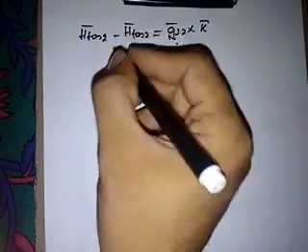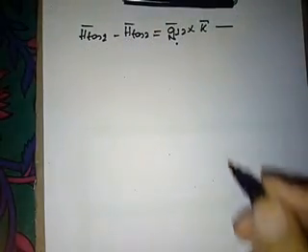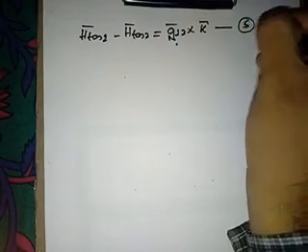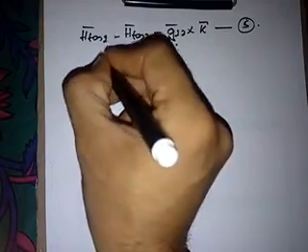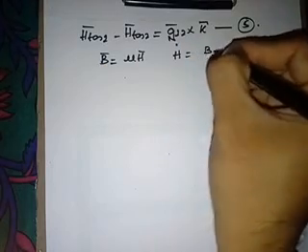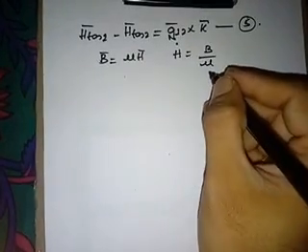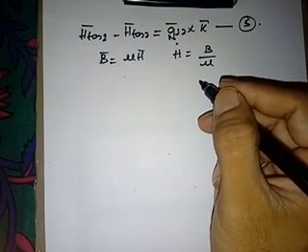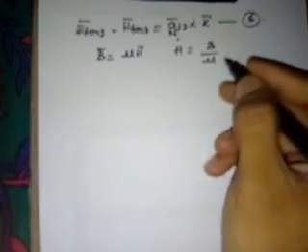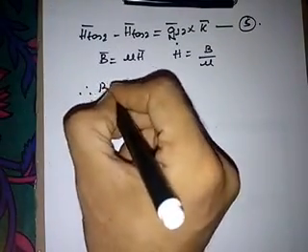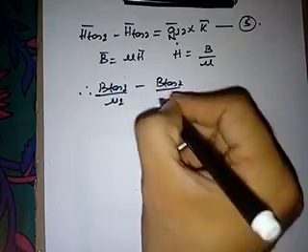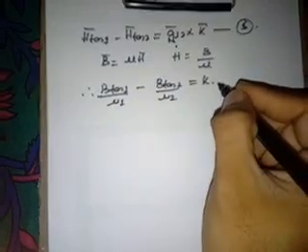Now if we consider in terms of B bar, take this as equation number 5. Here B bar is nothing but mu into H bar, or H is equal to B by mu. If we substitute this in equation 4, H tan 1 minus H tan 2 is equal to K, then we get B tan 1 divided by mu 1 minus B tan 2 divided by mu 2 is equal to K.